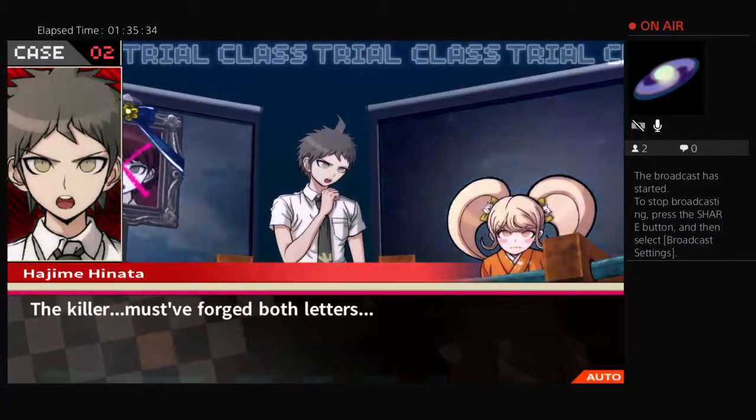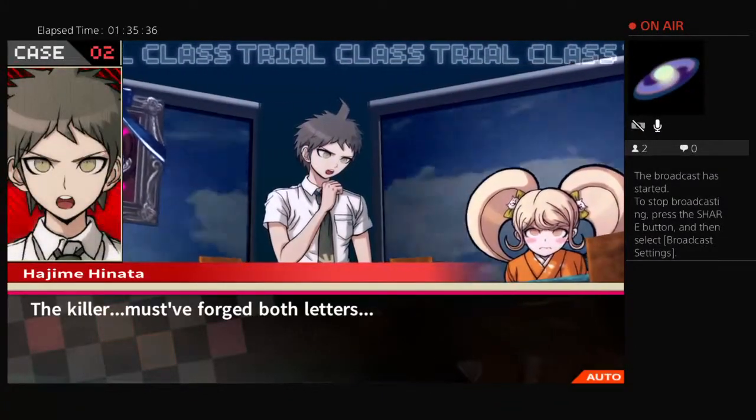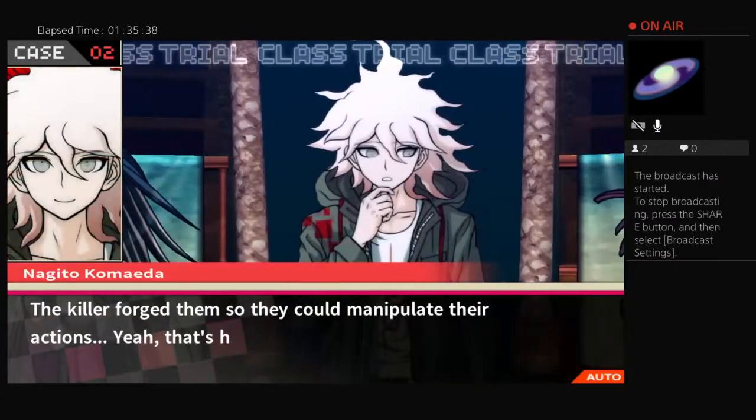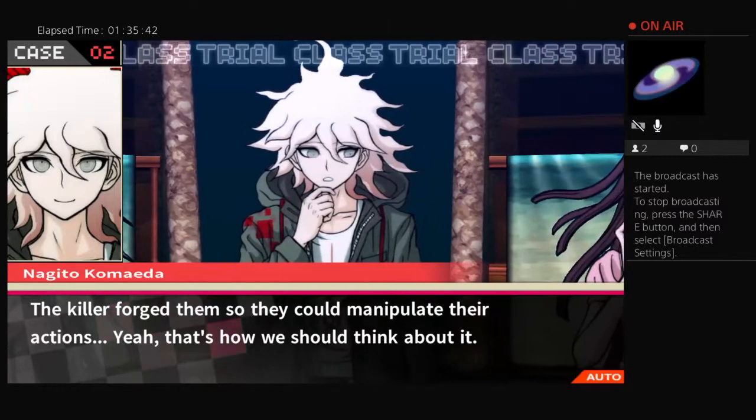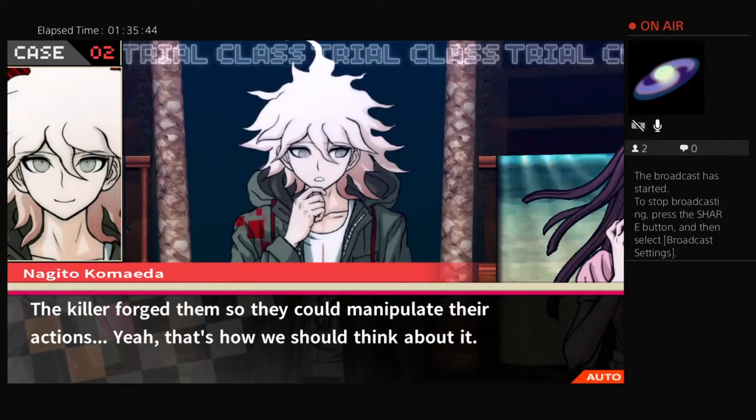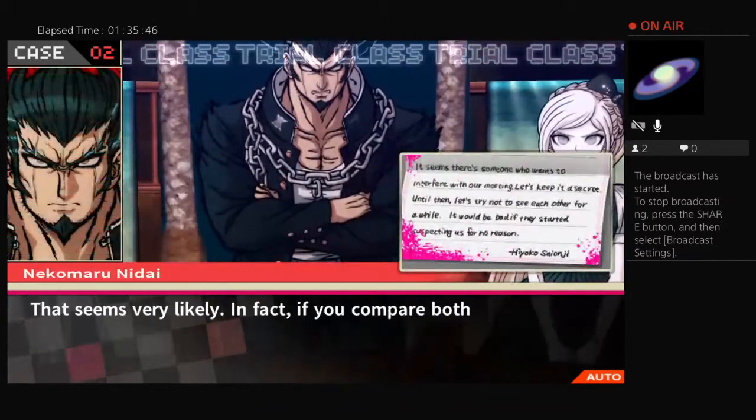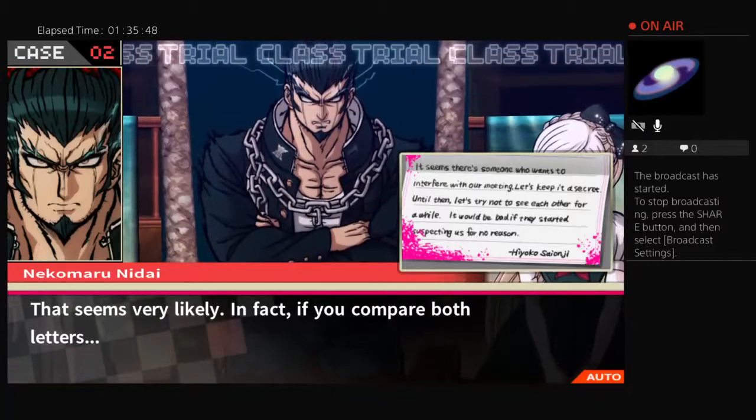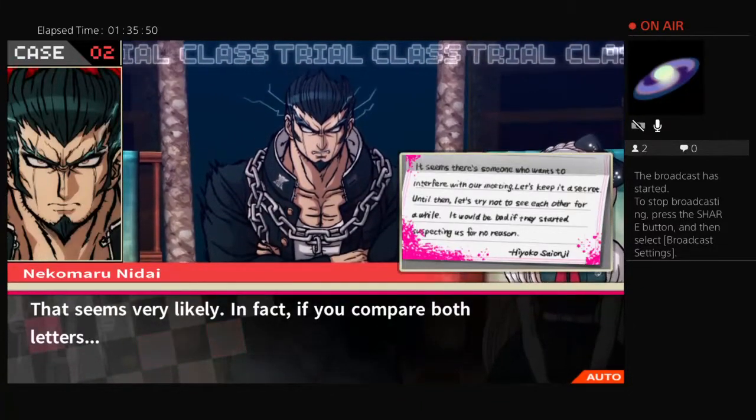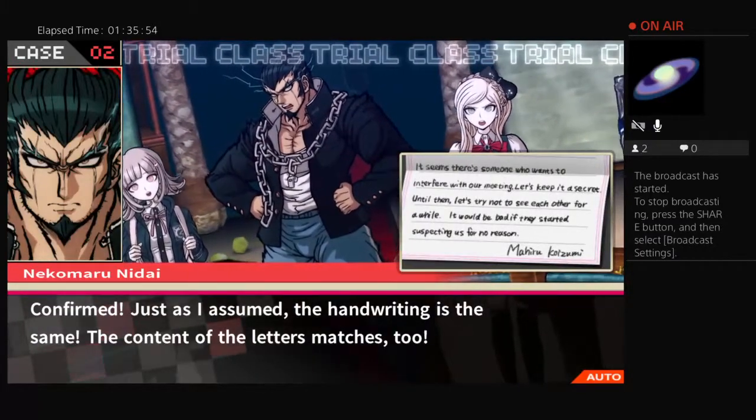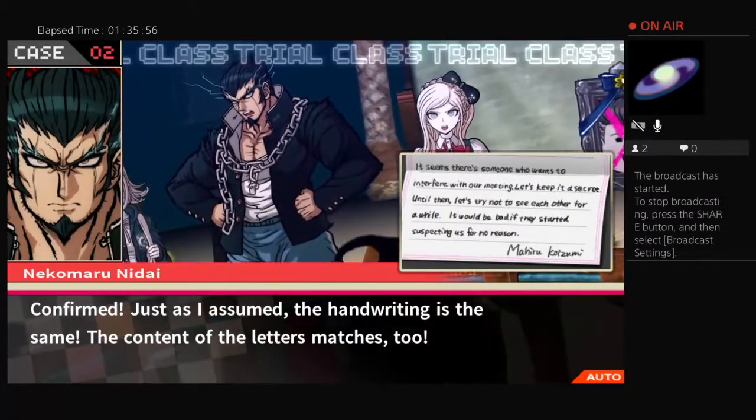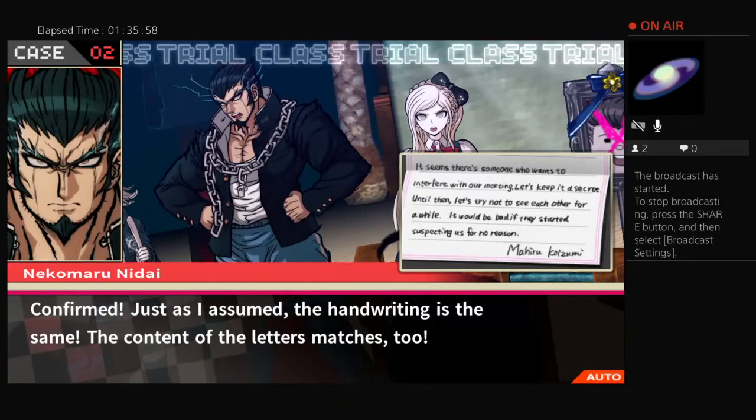The killer must have forged both letters. The killer forged them so they could manipulate their actions. Yeah, that's how we should think about it. That seems very likely. In fact, if you compare both letters... Confirmed! Just as I assumed, the handwriting is the same. The content of the letters matches too.